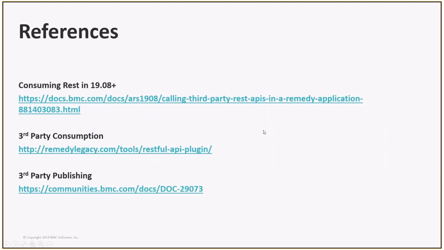So, references. How do you consume REST APIs in 1908? Here's the link to be able to read that doc page on how to do everything that I was just describing here. Prior to 1908, if you're wanting to consume REST APIs, you need to go to the third-party remedylegacy.com website, download the plugin from there, and you can install and configure that using the docs that are provided in that.